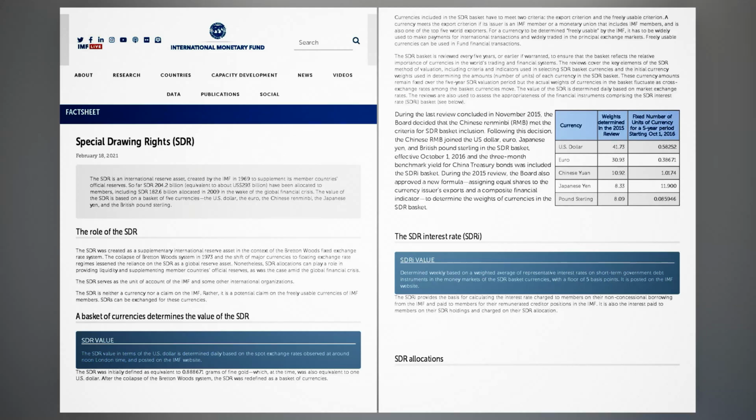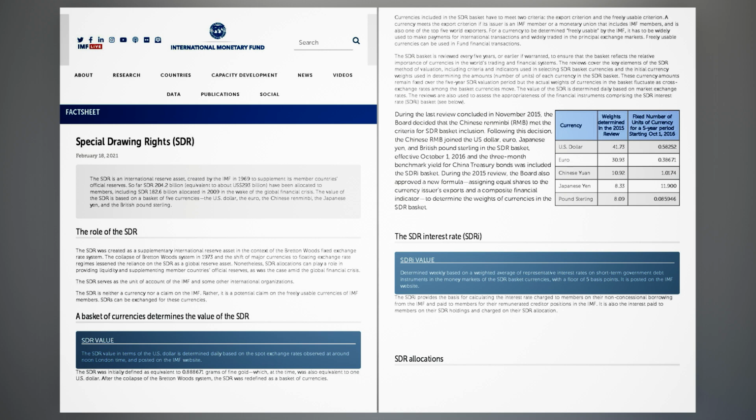Special Drawing Rights, SDR. Updated February 18, 2021. The SDR is an international reserve asset, created by the IMF in 1969 to supplement its member countries' official reserves. So far SDR 204.2 billion, equivalent to about 293 billion United States dollars, have been allocated to members, including SDR 182.6 billion allocated in 2009 in the wake of the global financial crisis.